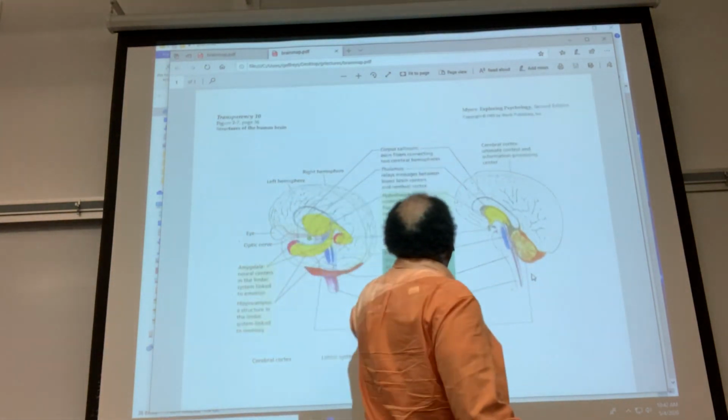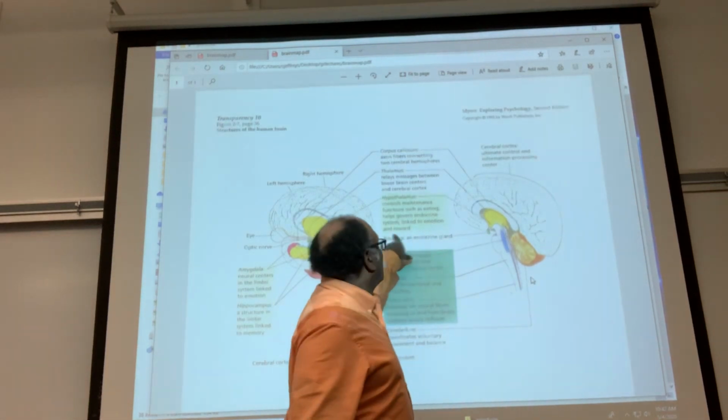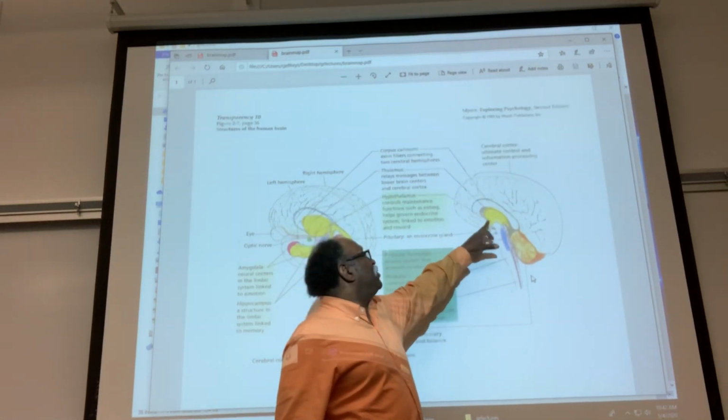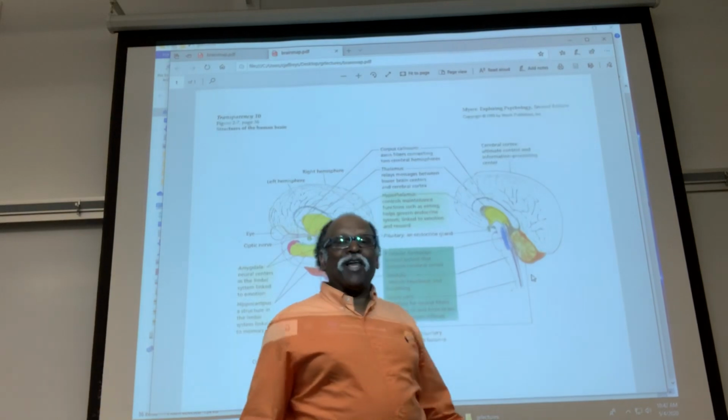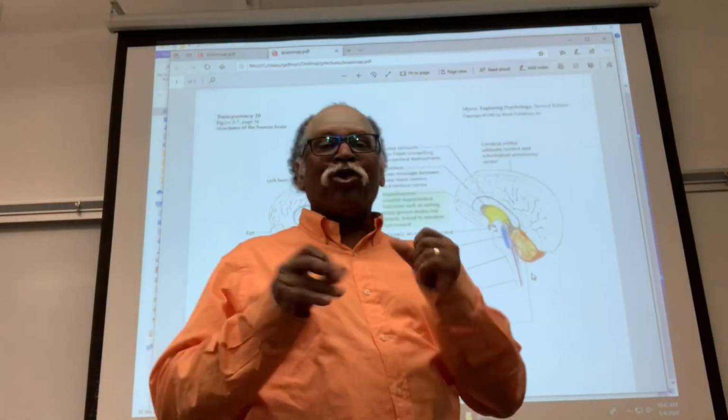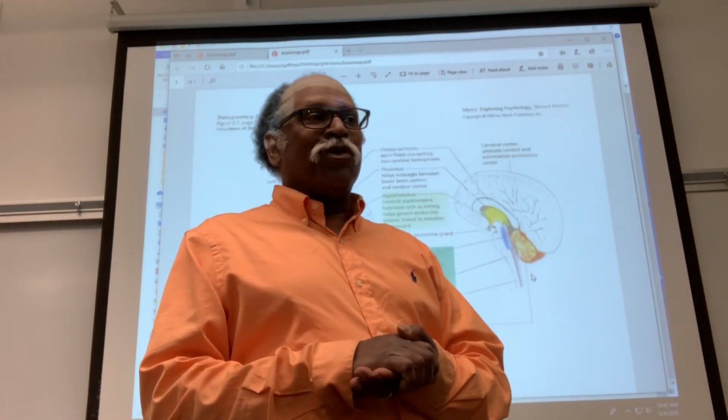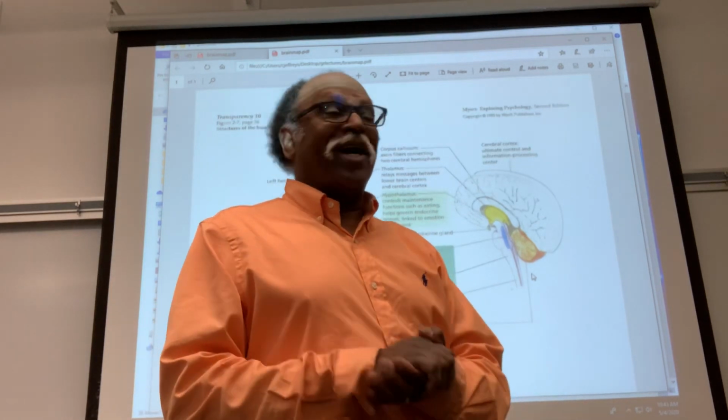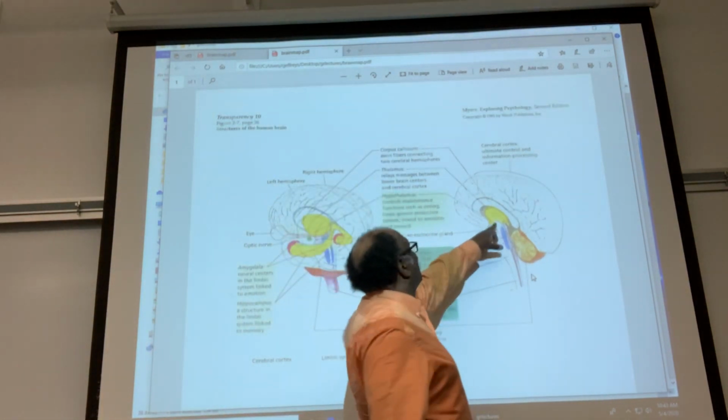And moving right up, you have the pituitary gland, which is the master gland, and right next to the pituitary gland is the hypothalamus. The hypothalamus is the control center for the rest of the brain, and certainly also the body. It's right next to the pituitary gland.